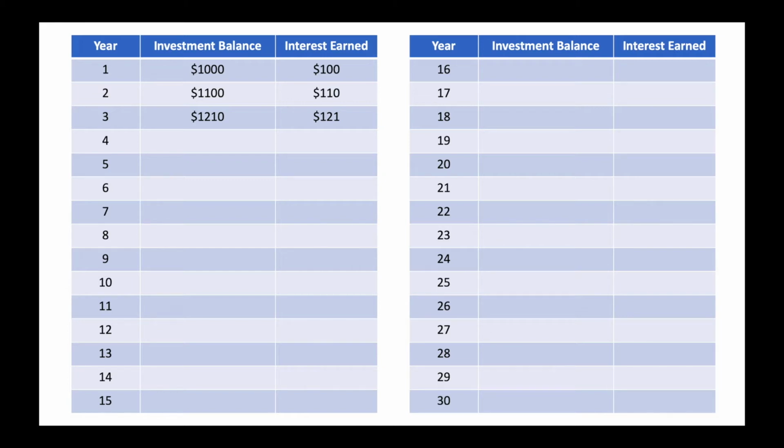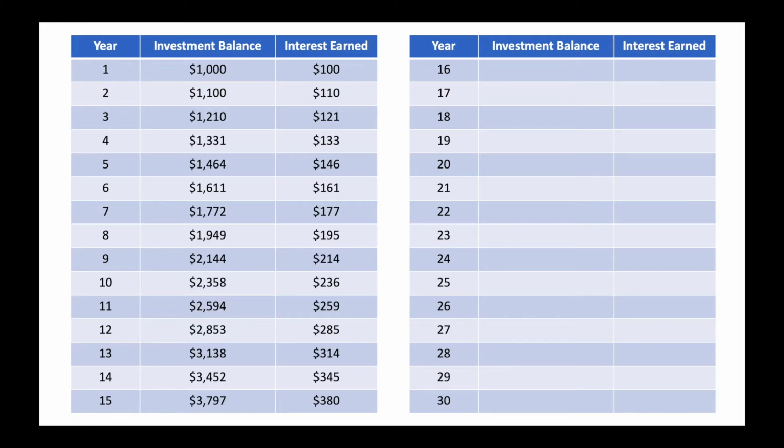But it's not increasing by that much. The difference between year one and year two is $100, which isn't a crazy amount. Similarly, between year two and year three, the difference is $110, again, a relatively small amount. The interesting thing happens as you keep going. So let's look at all of the years through year 15.